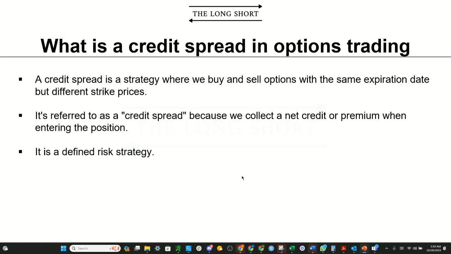So with a credit spread we collect a net premium because we're selling options. We collect money from the buyer who is buying the credit spread from us. And it's a defined risk strategy, because we know the exact amount of money we will make and we know the exact amount of expected loss in the trade.